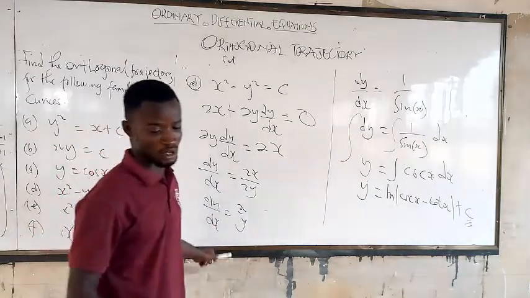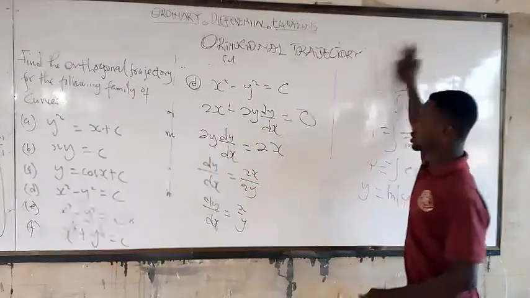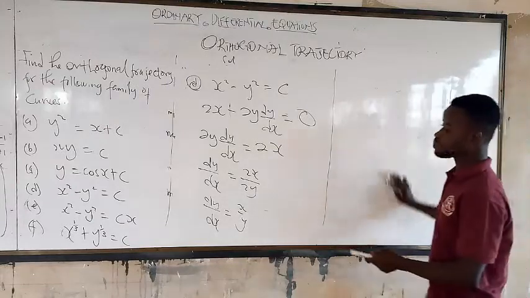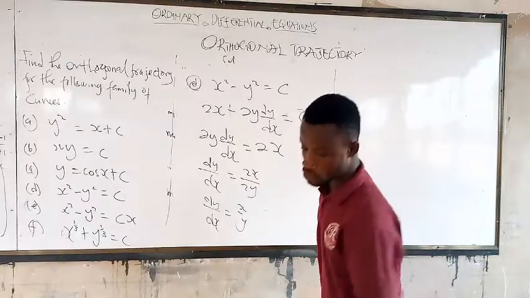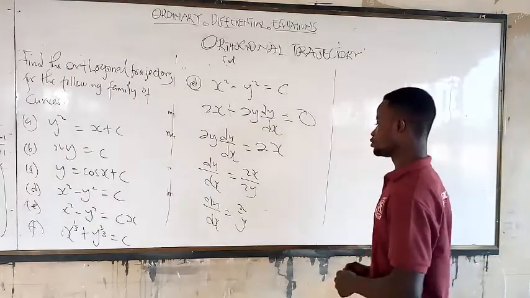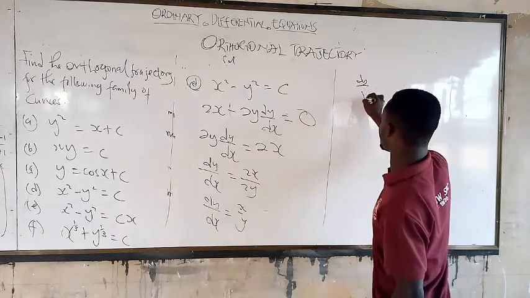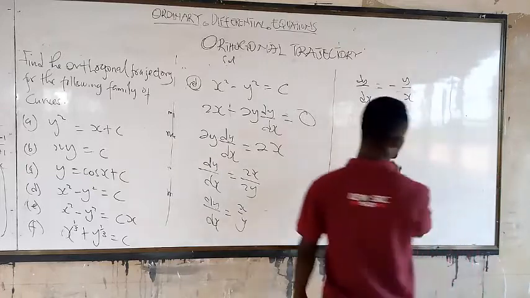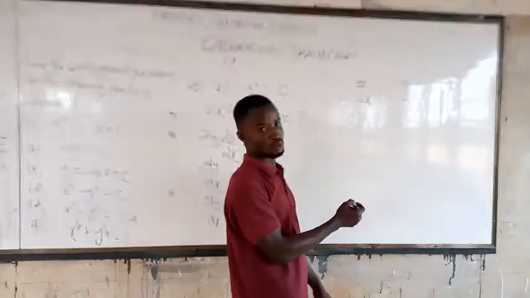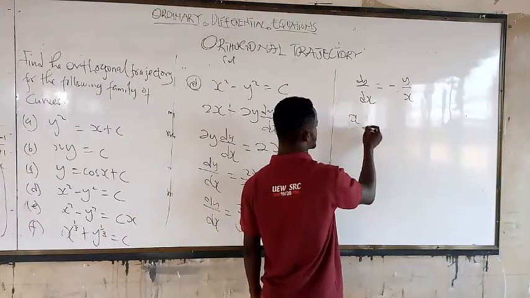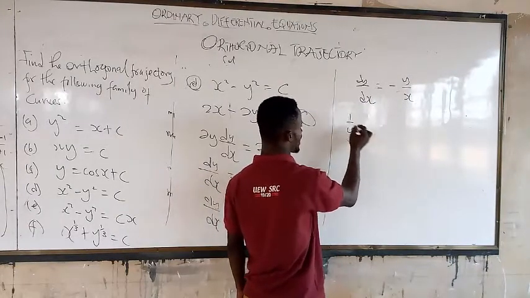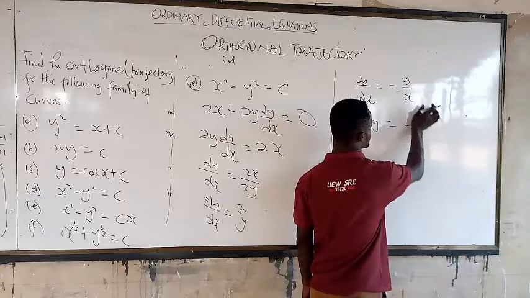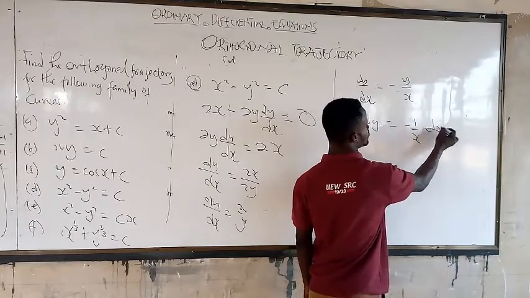When you are done, please don't begin to solve it by separable differential equation. It will be a separable differential equation, but please don't separate it here. Before you do that, take the negative reciprocal of this and you get negative y over s. Before you solve by separable differential equation, you get 1 over y dy is equal to negative 1 over s ds.